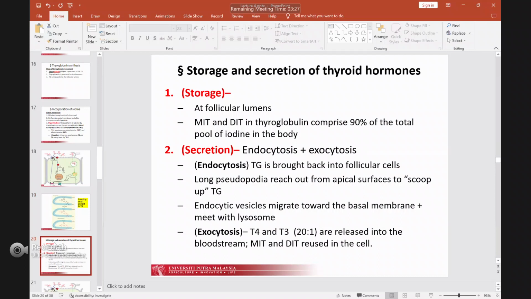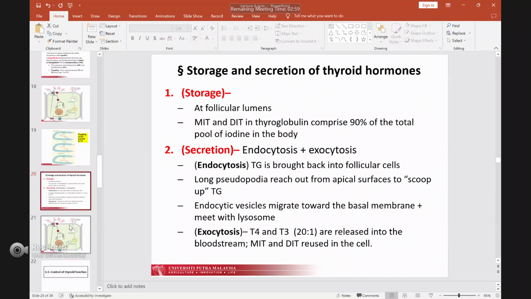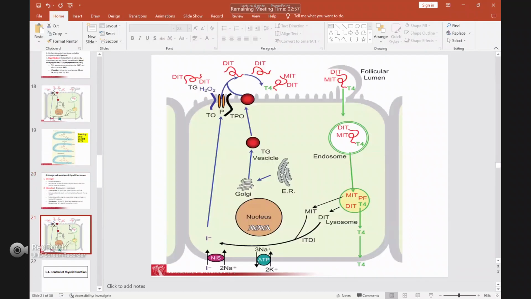The endocytic vesicle migrates towards the basal membrane and meets the lysosome. The lysosome contains a lot of protease that will cut this thyroglobulin into T3 or T4. Then, if needed, T3 and T4 are released into the blood circulation. The remaining MIT and DIT that were not used to produce T3 or T4 will be recycled back into the colloid. So like I said before, this is the overall mechanism.